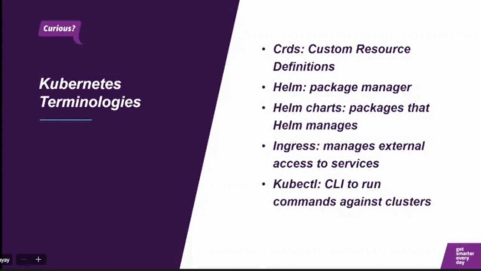And like earlier, I was mentioning the services inside Kubernetes not having access to the internet. To overcome this issue, we have something called ingress or ingress controller. Ingress controller is the application gateway that allows the services within Kubernetes to talk to the outside world. And kubectl is the CLI that will be used to run commands against our clusters.